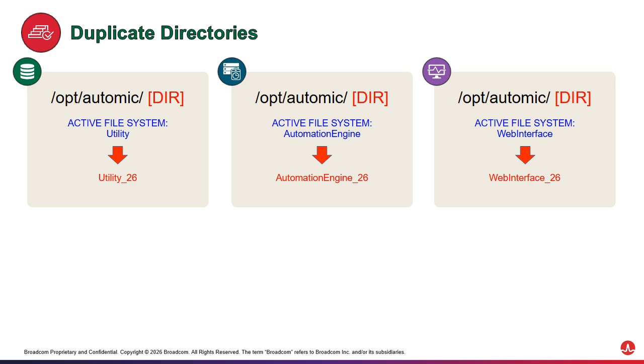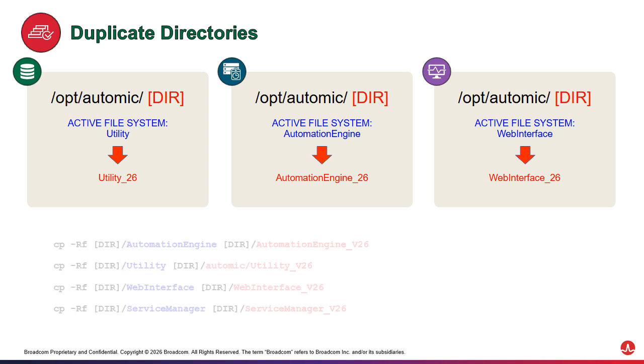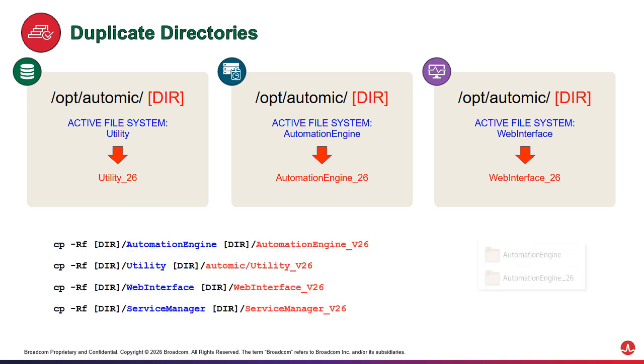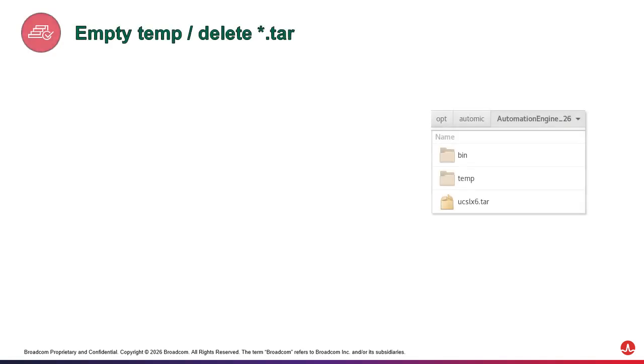We assume an installation directory called /opt/automic, which we refer to as [dir] in square brackets. Your new directories can simply be appended with _26. We provide the commands for each component. The result should be this. At /opt/automic, you should have two directories, the operational v24 components directory and the future v26 directory. This only concerns utilities, automation engine, and service manager. AWI is not affected by this.